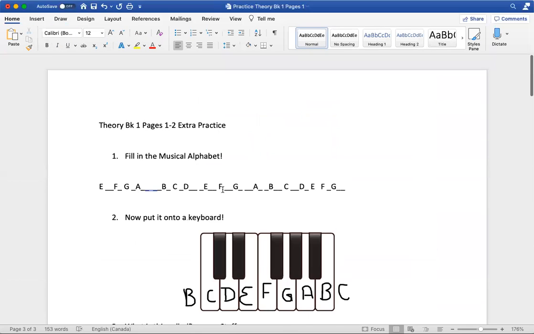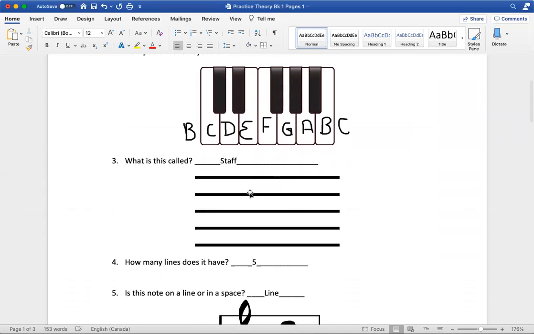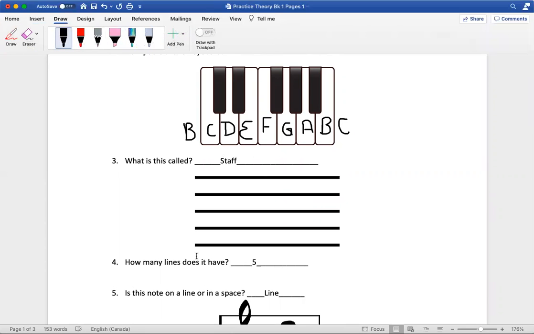Okay, we'll go back up. We talked about our staff. We said, what is this called? This is our staff. You'll often see it with a treble clef. I'm going to try to draw one with this computer pad, but it might not work.